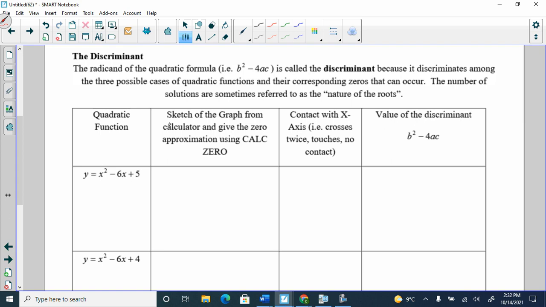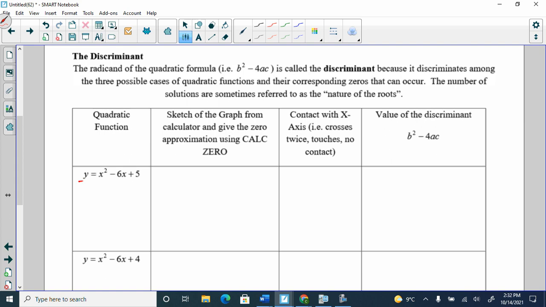It is called the discriminant because it discriminates among the 3 possible cases of quadratic functions and their corresponding zeros that occur. The number of solutions are sometimes referred to as the nature of roots. We're not going to deal with nature of roots at this very point. We're going to just look at the discriminant and determine the number of roots, the number of x-intercepts, the number of zeros, without having to use the whole quadratic formula.